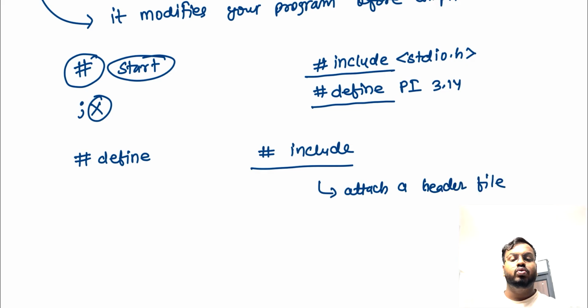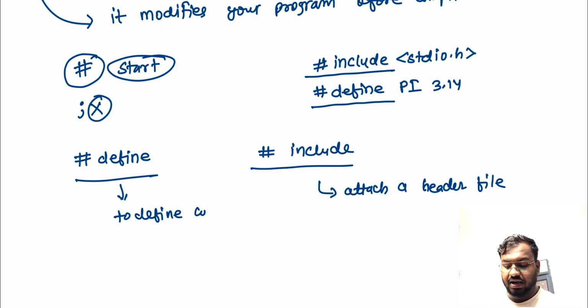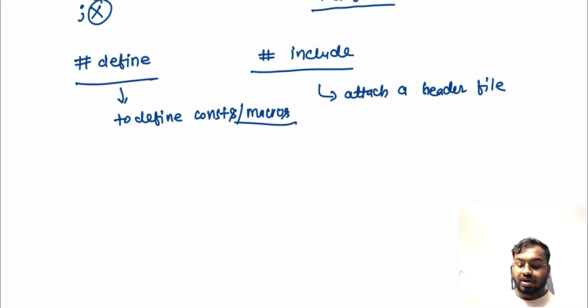So if you want to attach a header file with your program, then you will use hash include. And hash define is used to define constants or define macros. Don't worry about the macros, we will discuss them in our upcoming videos. Now see, I told you that it will modify your program before the compilation. So let's see what it does with your program.